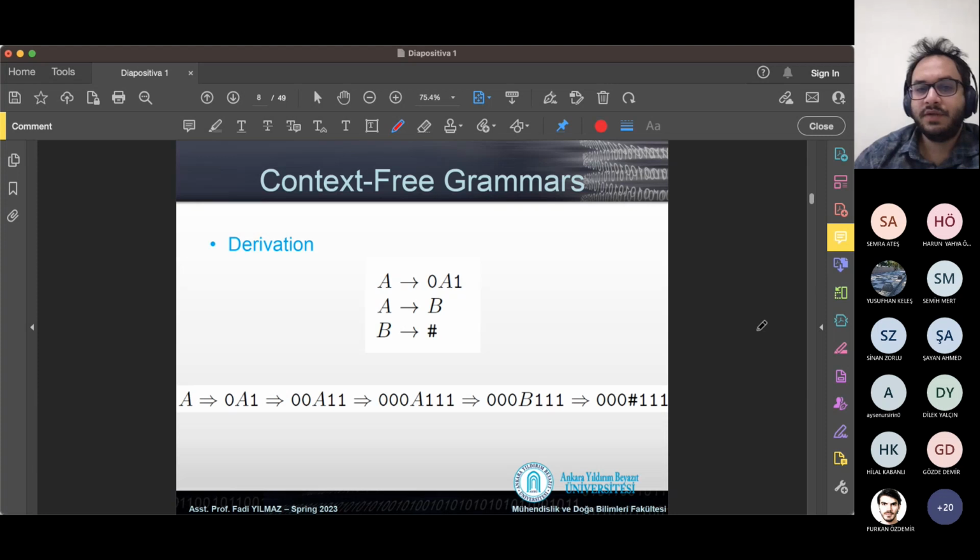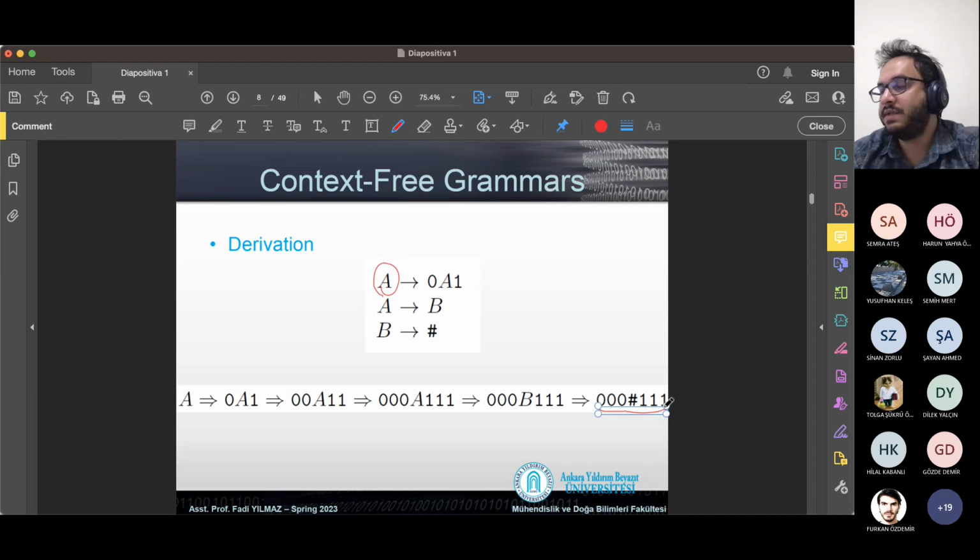Okay, guys. So as you can see, we start with A, and A is our start symbol because it's in the top left corner. We cannot start with the B. That was a mistake. A becomes 0A1, 00A11, then 000A111, and then the final string is this. So this is all terminals.